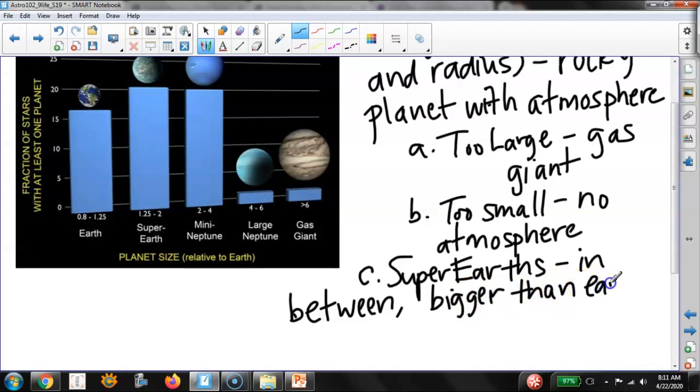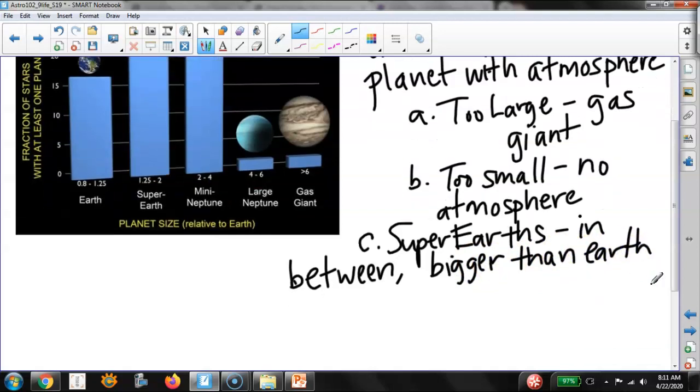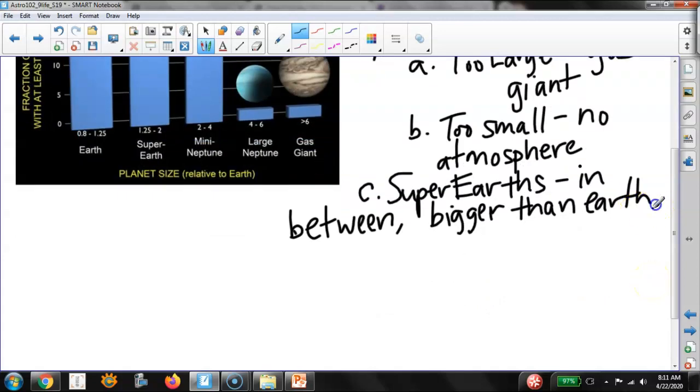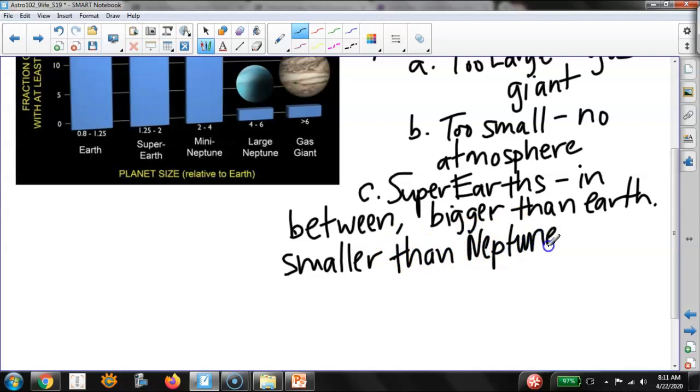bigger than Earth. Scroll down here. So bigger than Earth, smaller than Neptune. And we don't know, are they gas or rocky? That is a mystery. So we don't know if these are good places for life on Earth or not. So sometimes size is not the best criteria. Okay.